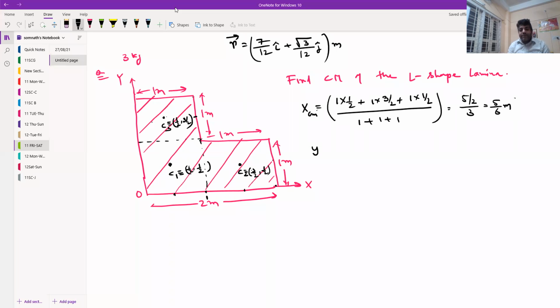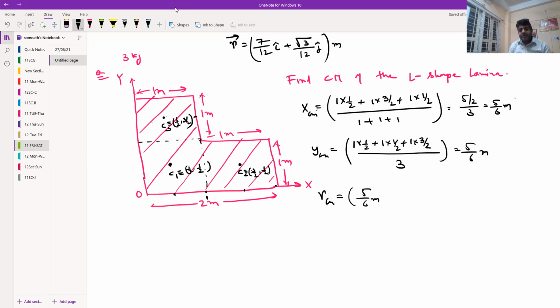Similarly, Y center of mass is how much? Y center of mass is 1 into 1 by 2 plus 1 into 3 by 2 by 3. That is 5 by 6 meter. So my R center of mass is 5 by 6 meter, comma 5 by 6 meter. Got it, everyone? Is it okay?